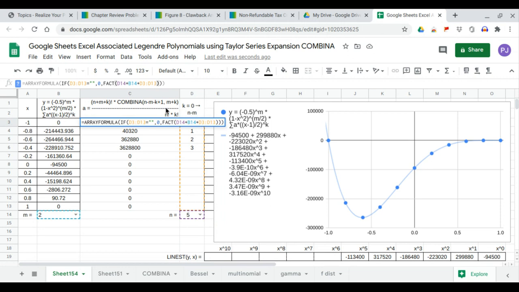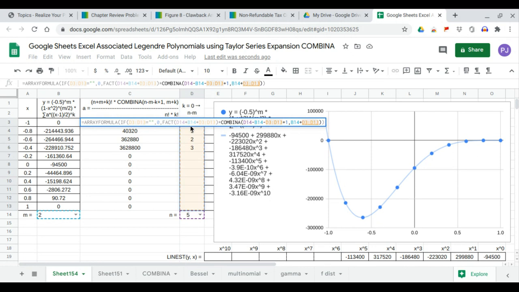Continue with the second term, COMBINA. So times COMBINA. That's n minus m minus k plus 1, comma m plus k. So m plus k.